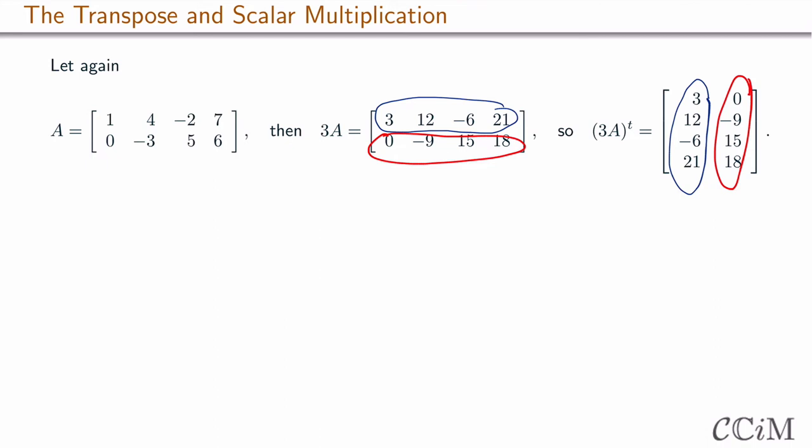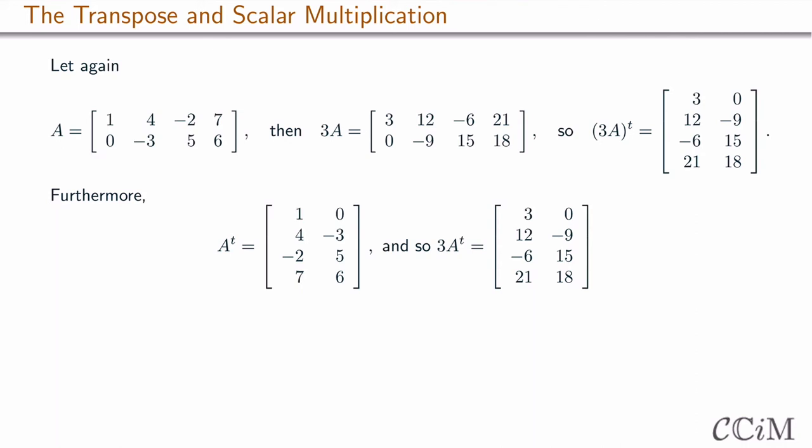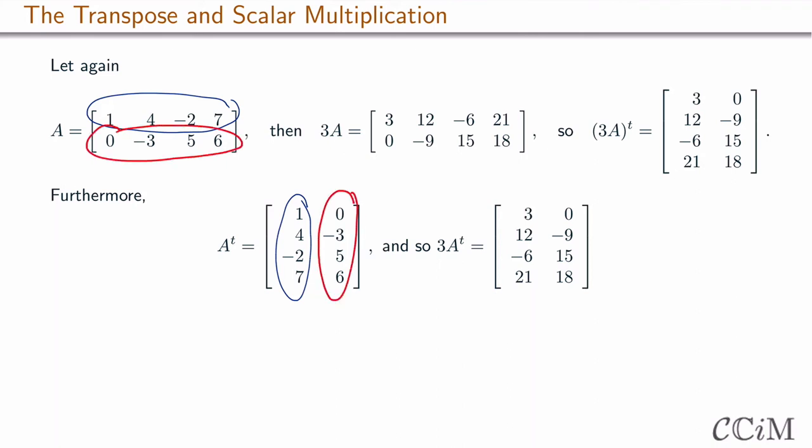Would that have yielded the same result? Let's find out. Here's A transpose. We take the first row of A, it becomes the first column of A transpose. We take the second row of A, it becomes the second column of A transpose.